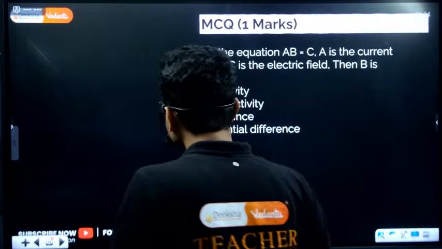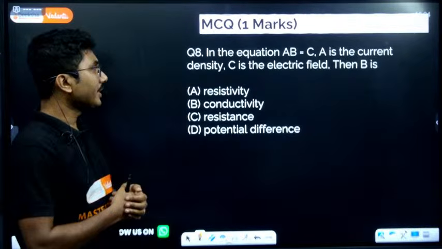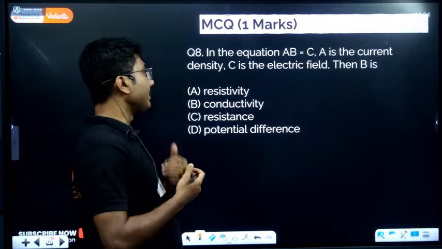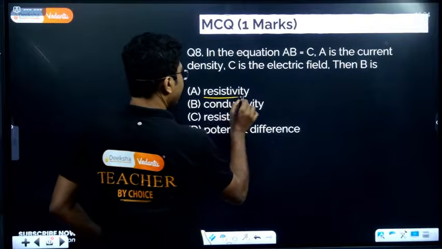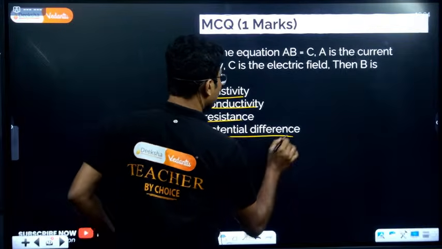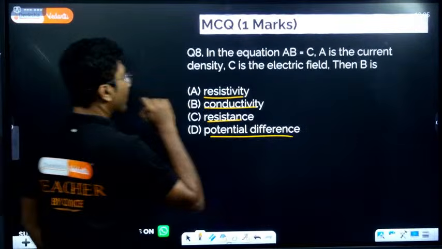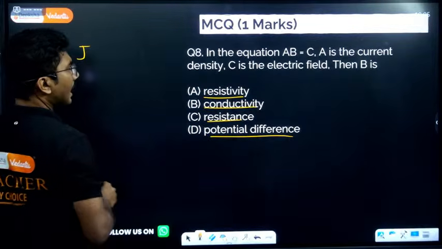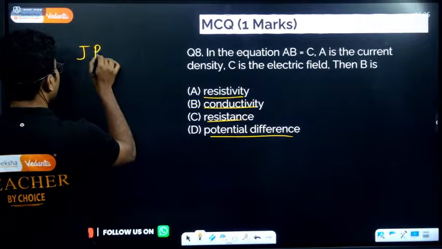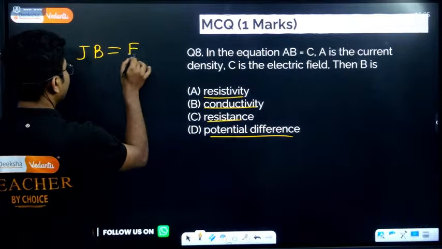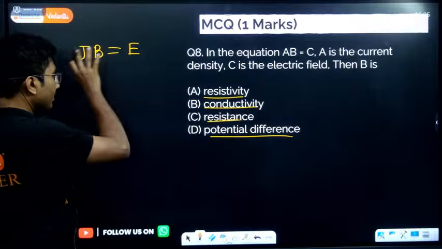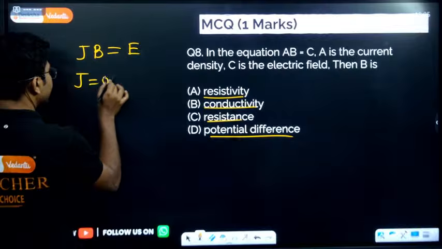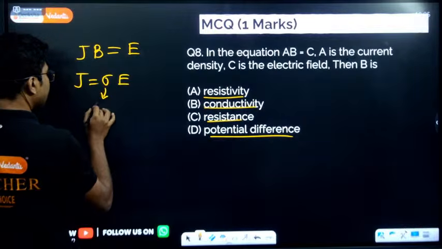Now, in the equation AB equals C, A is the current density, C is the electric field, then B is resistivity, conductivity, resistance, or potential difference. We know A is current density, so that is J. B is unknown and C is electric field. If you remember, the alternate form of Ohm's law is J equals sigma into E. Sigma is conductivity.